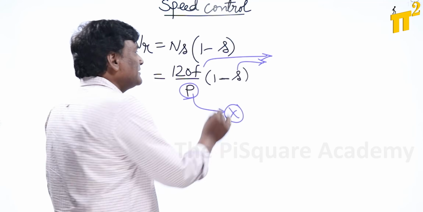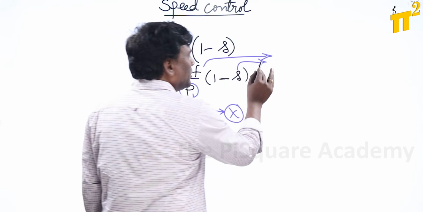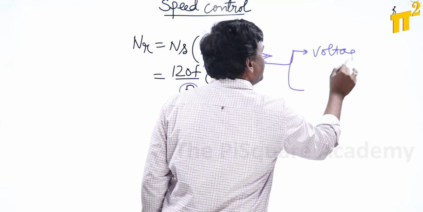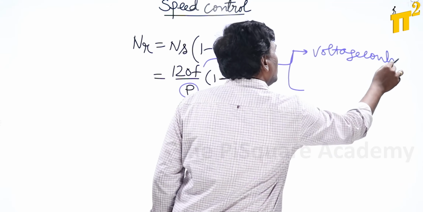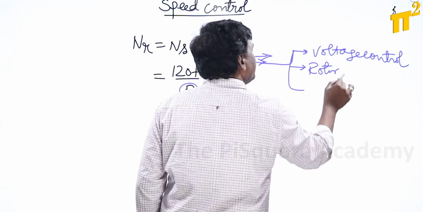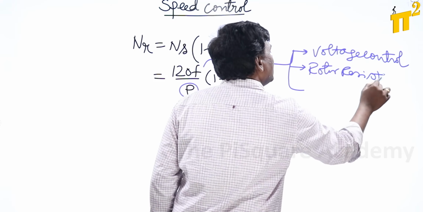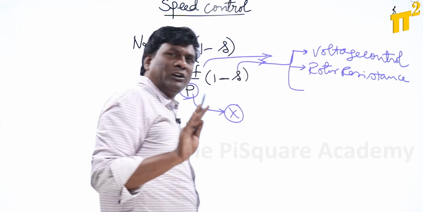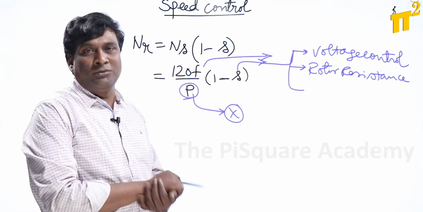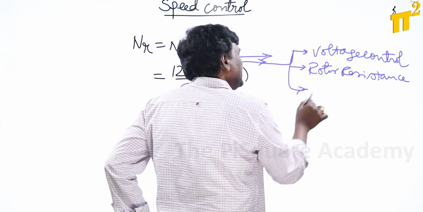Now let us think of slip control. In slip control there are some methods. Voltage can be controlled, rotor resistance can be controlled. All are easy only. Don't try to remember these nasty names, it's not required, because they are going to give them in the problem. And slip power injection.